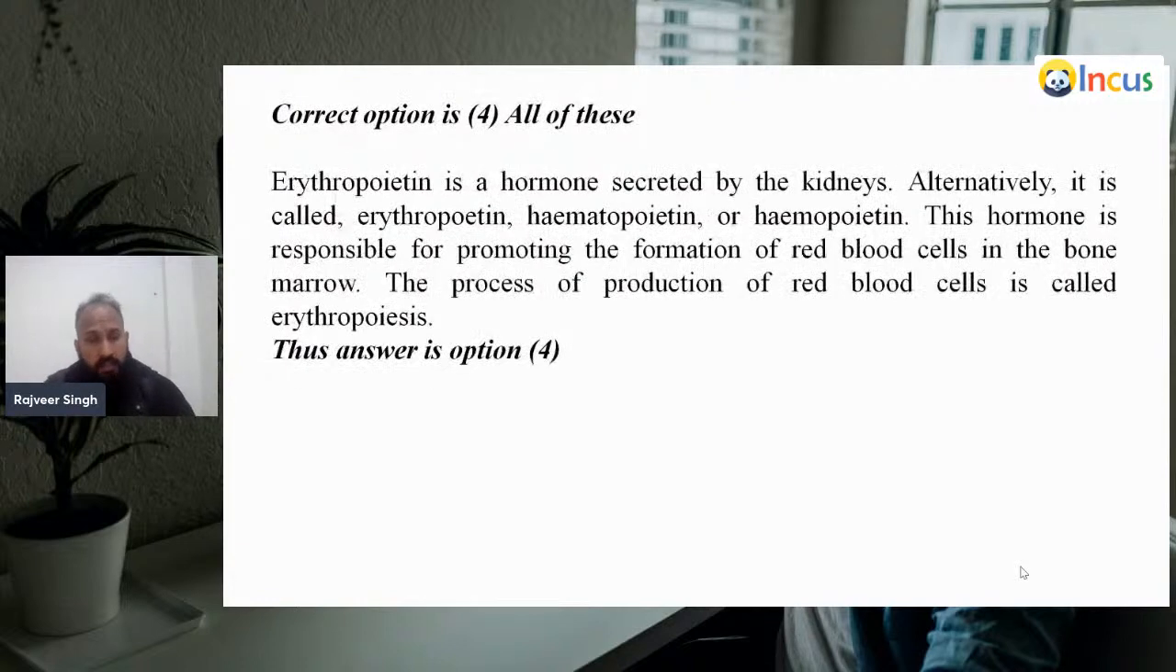If I talk about the description part of this answer, erythropoietin is a hormone secreted by the kidney. Alternatively, it is called hematopoietin and hemopoietin. This hormone is responsible for promoting the formation of red blood cells in the bone marrow. The process of production of red blood cells is called erythropoiesis. So our answer is the fourth.